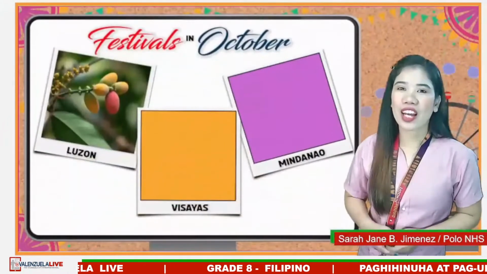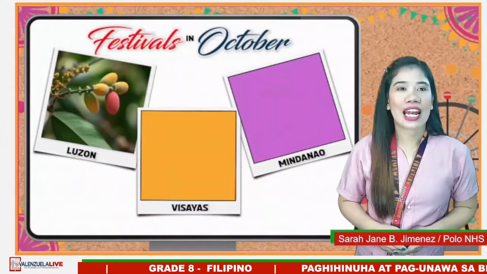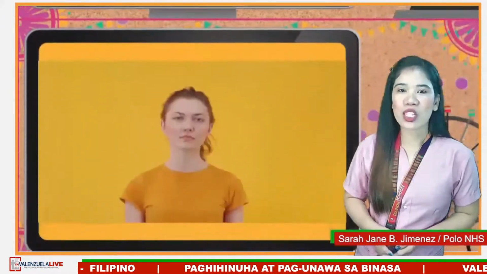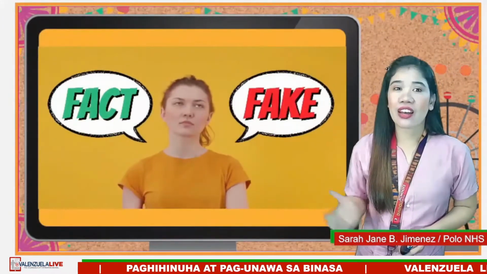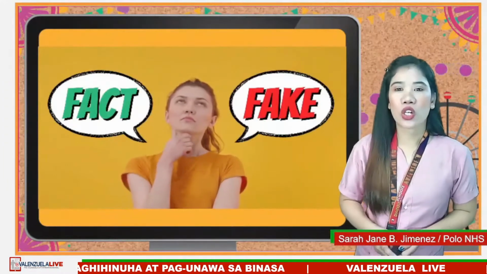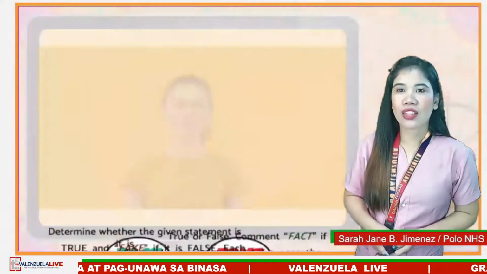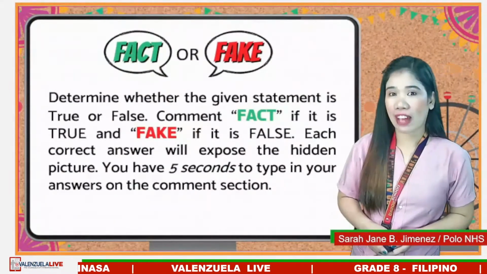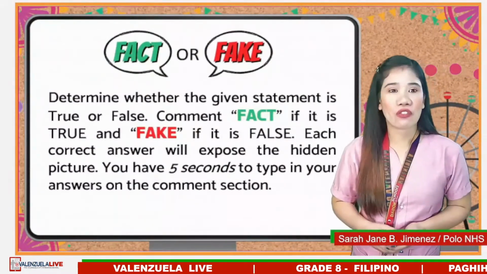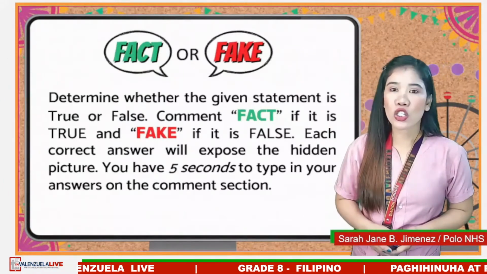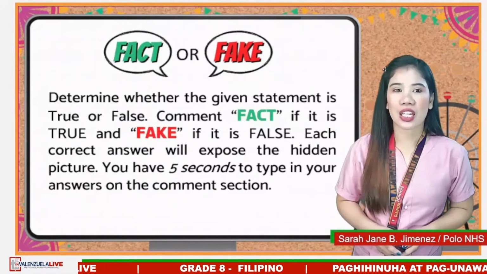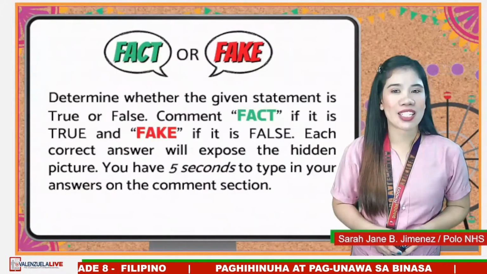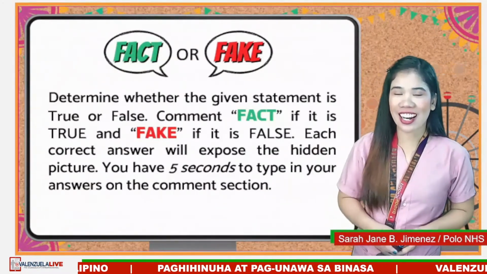We are done uncovering the first picture. Let us now work our way to the festival from Visayas. We must complete our second activity, fact or fake, to discover the second image. Determine whether the given statement is true or false. Comment fact if it's true and fake if it's false. Each correct answer will expose the hidden picture. You have 5 seconds to type in your answers on the comment section. Are you ready? Let's go!